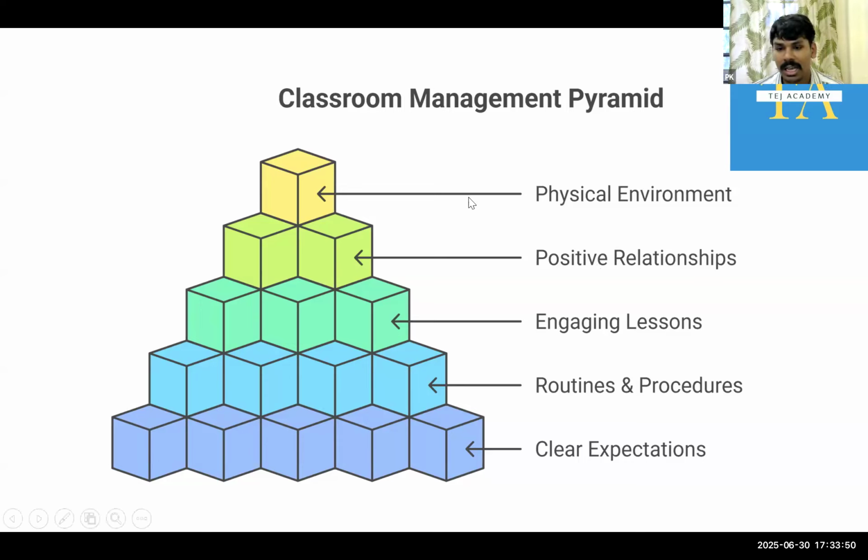So let us look into this classroom management pyramid. So the first one is physical environment. What does physical environment talk about? It talks about organizing the classroom layout for optimal flow and minimizing distractions.